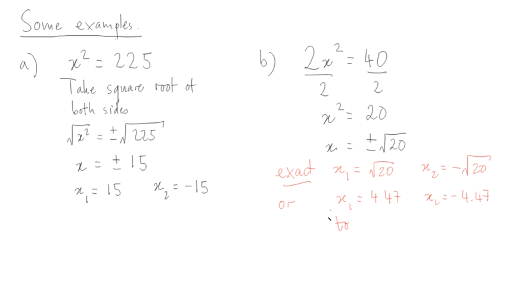To 2 dp, 2 decimal places. So either we can say the first solution is positive the square root of 20 and the second solution is negative the square root of 20, or I can say x1, the first solution is 4.47 and the second solution is negative 4.47. Let's do 2 more examples.